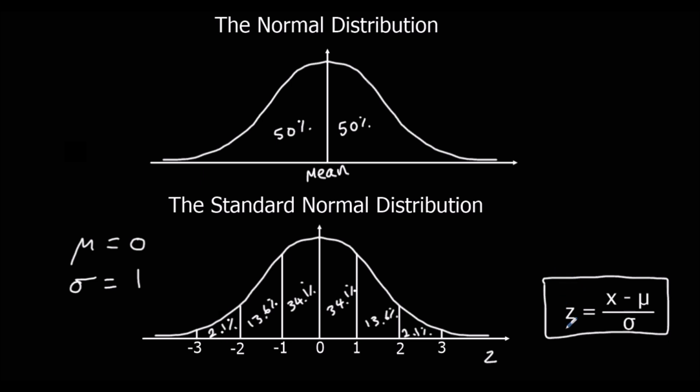So Z is our standardized score. It tells us how many standard deviations the piece of data is away from the mean. X is the piece of data we're looking at, so the number we're looking at. So we take our number minus the mean, divide by the standard deviation, and that gives us our standardized score.